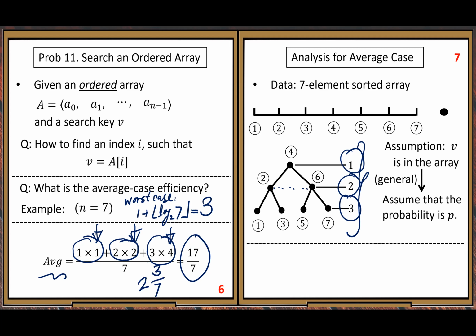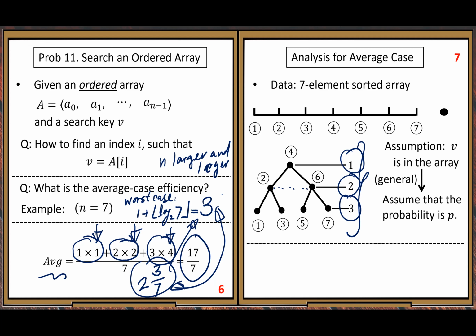Here you may argue this number is not very close to 3. But when n becomes larger and larger, your average case is closer and closer to the worst case. The difference between the worst case and the average case is always less than 1. So you can see how close they are, for any n.